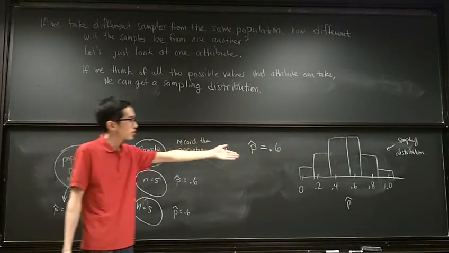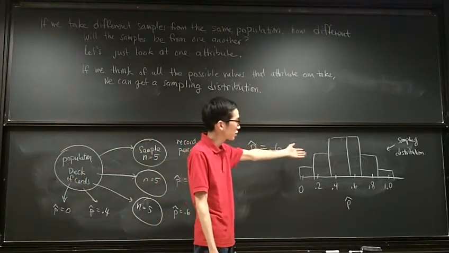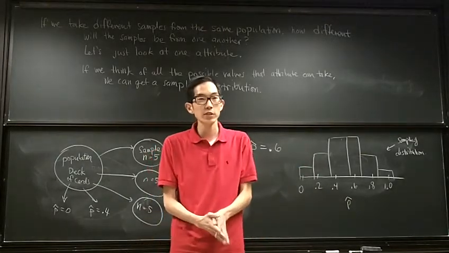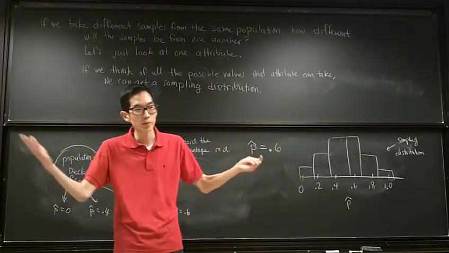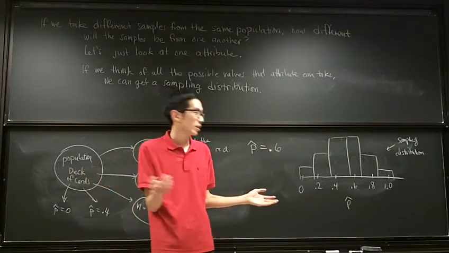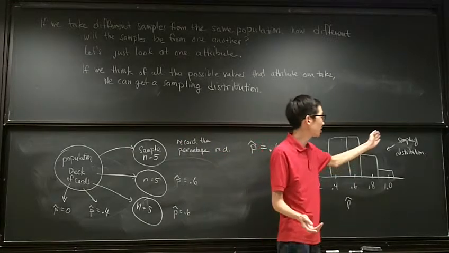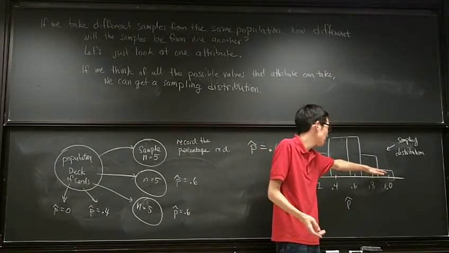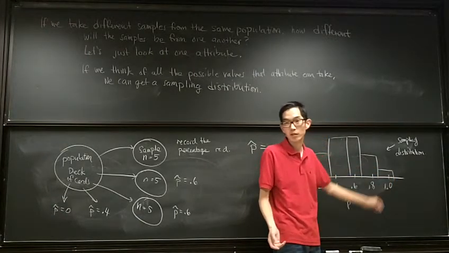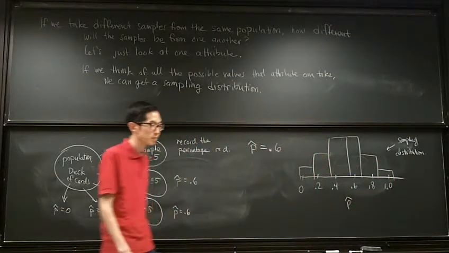And if I knew more about this sampling distribution, somebody could ask me, if I deal myself 5 cards, what's the probability that I get all red? And we can answer that using just the sampling distribution. I could say, well, the probability of getting all red is whatever this number is.